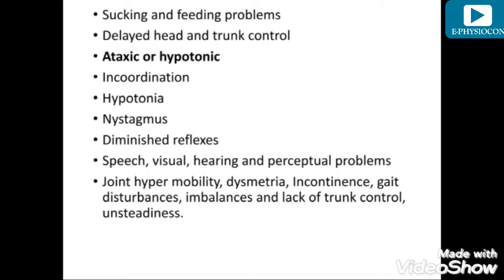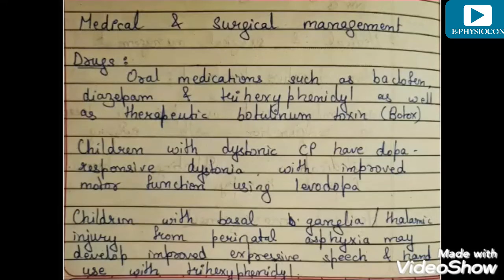Ataxic or hypotonic cerebral palsy may have incoordination, hypotonia, nystagmus, diminished reflexes, speech, visual, hearing and perceptual problems, and joint hypermobility, dysmetria, incontinence, gait disturbances, imbalances, lack of trunk control and unsteadiness.